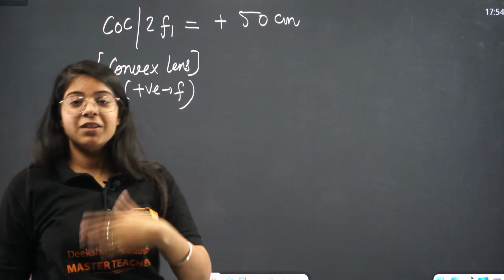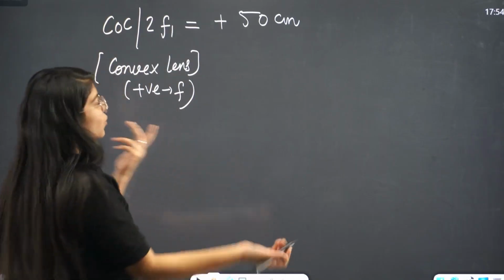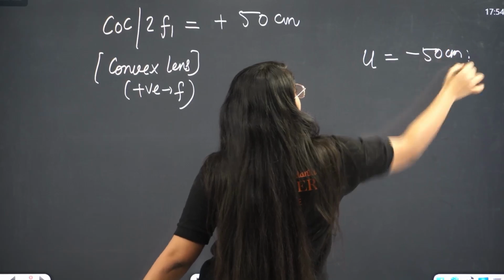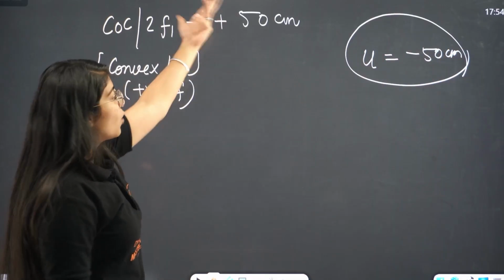Now you have the focal length, you have V, you have U. Now can you find the power? You had to find U. So U, I already did. U is minus 50 centimeter. Don't write 50 centimeter. The minus is very important. And the focal length we found.